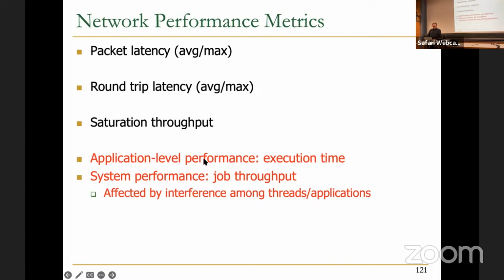At the same time, there are also performance metrics at the application level, like execution time. I already said why it's important to report execution time, or for example IPC, system performance, and sometimes also job throughput in the end, which are affected by interference among threads and applications.